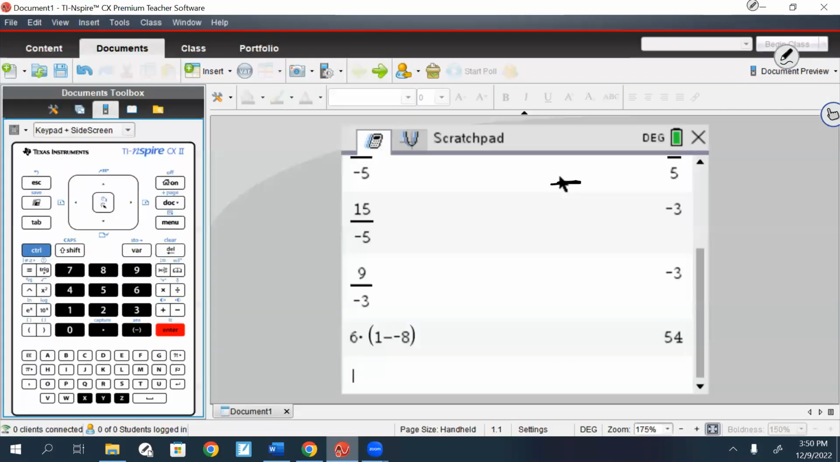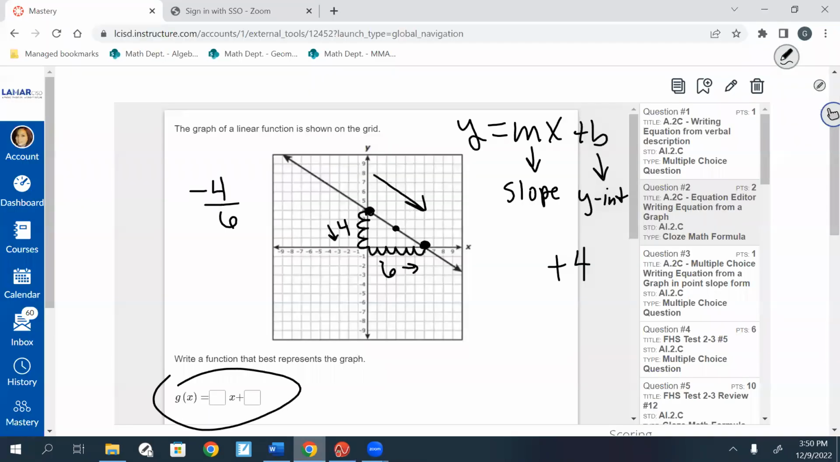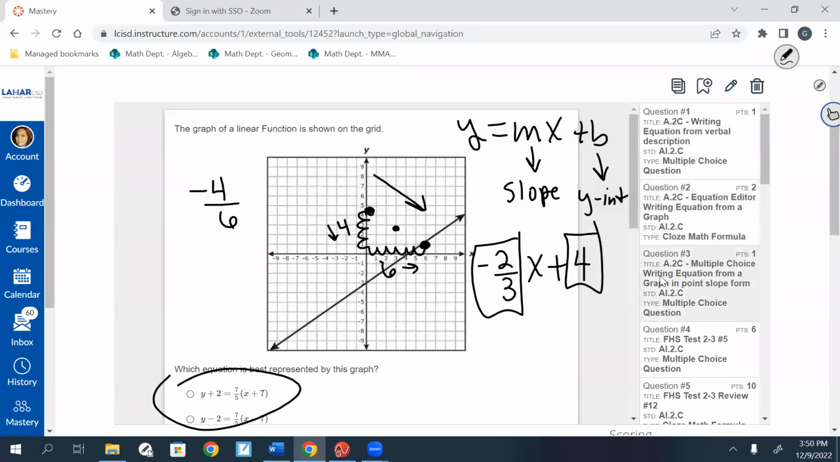And then like I said, go on ahead, type that in the calculator. So we had negative 4 divided by 6 and press enter. And we can see that's negative 2/3. So our slope is negative 2/3. So we have negative 2 over 3x. So now in your boxes, you'll just go type in negative 2 over 3 and 4. All right, and so this one here is similar.